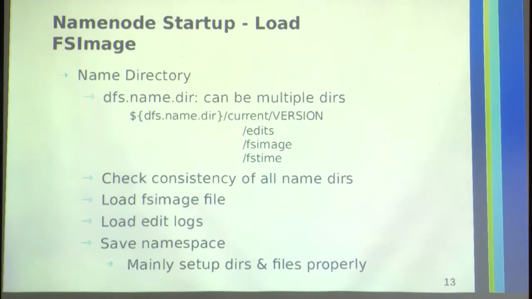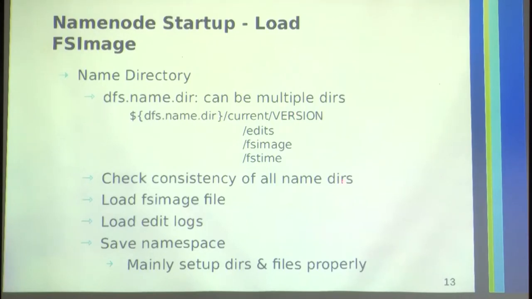So the name node startup loads its file system image, and we'll talk a bit more about this in later slides. There's a directory that you can configure, which has the edits, the FS image, the time it was created, and so on, a version. There can be multiple such directories for reliability purposes. We'll talk more about that later, right? But it loads that from its local directory perhaps, and then it checks consistency. If there are multiple copies of this, we have to make sure that they're all the same.